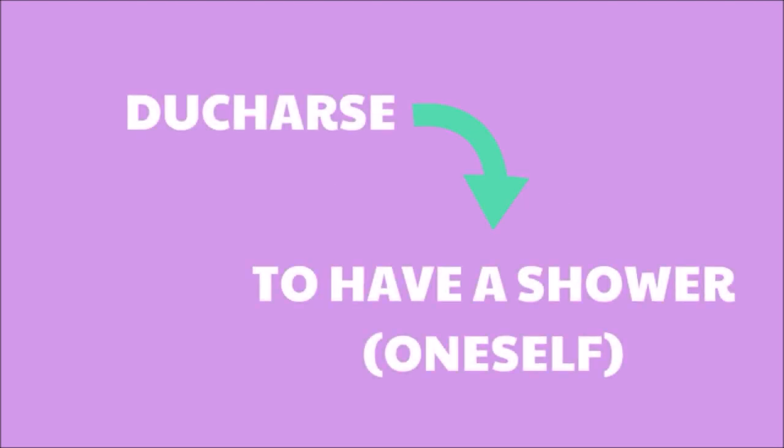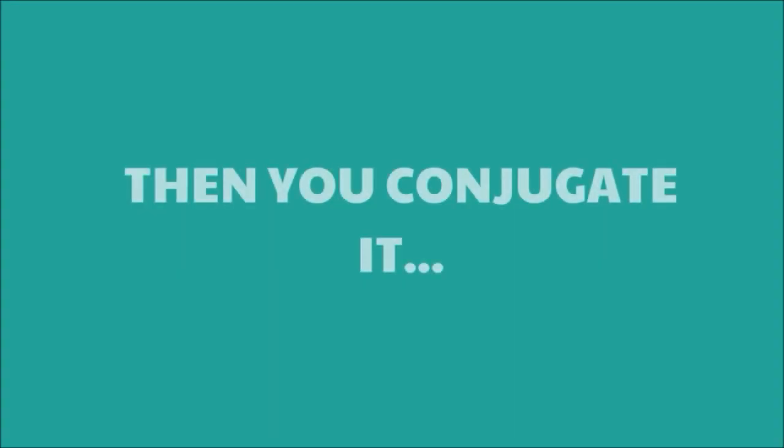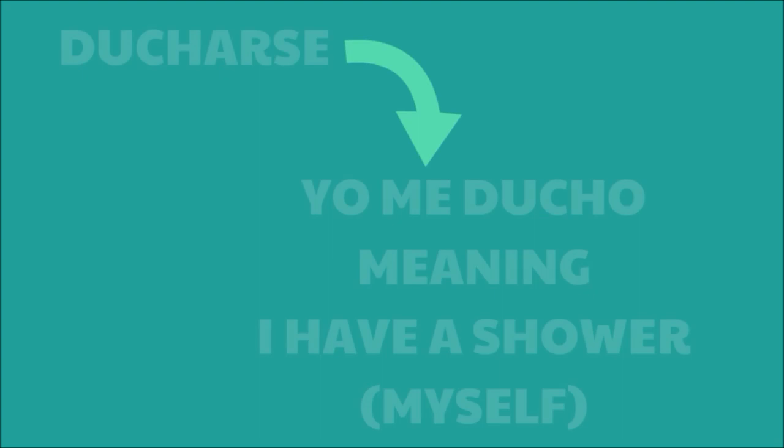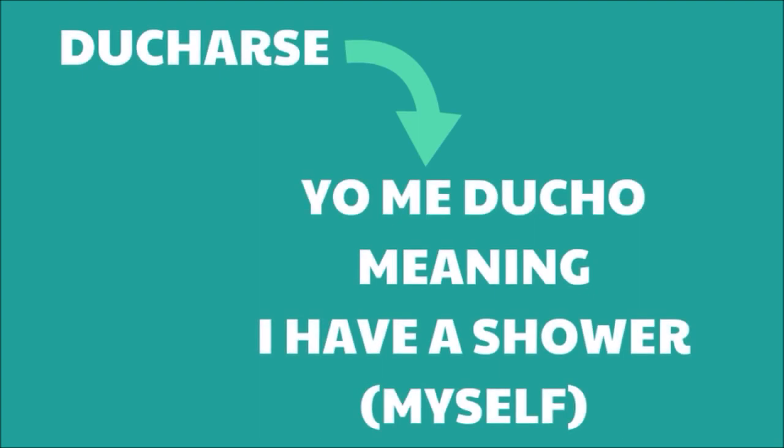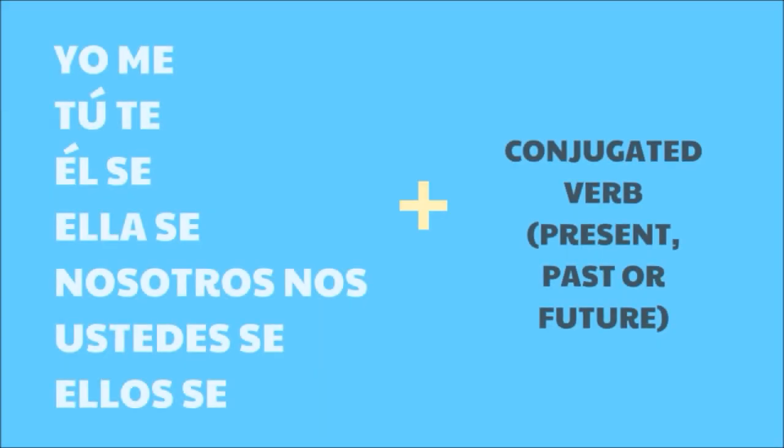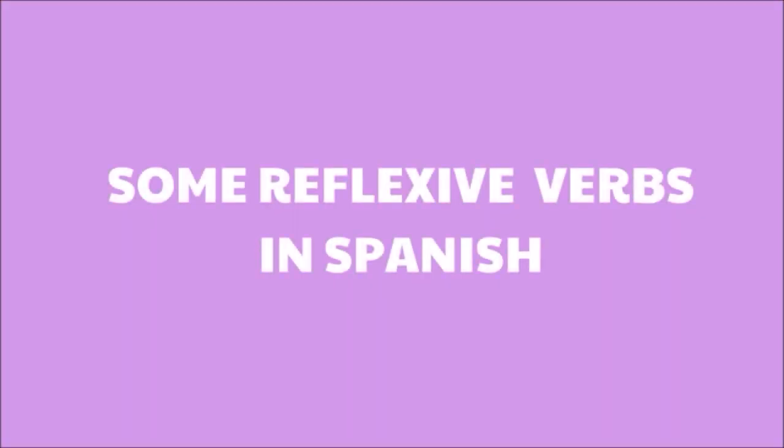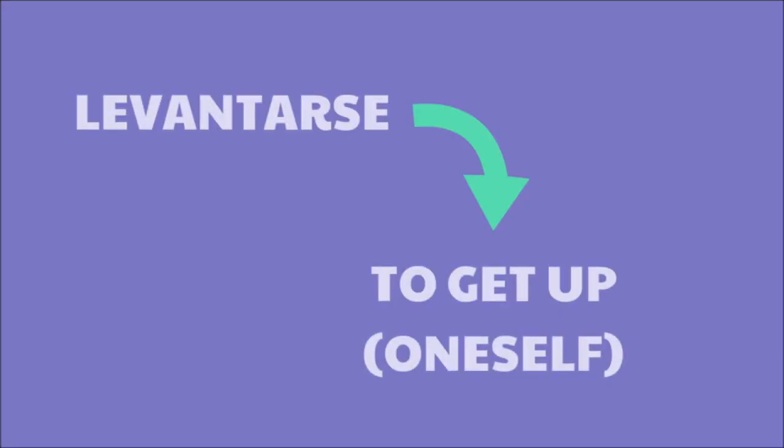For example, the verb ducharse, which means to have a shower, oneself. Then you conjugate it. Ducharse becomes yo me ducho, which means I have a shower, myself. Yo me, tú te, ella se, él se, nosotros nos, ustedes se, ellos se, plus the conjugated verb in present, past, or future tense.